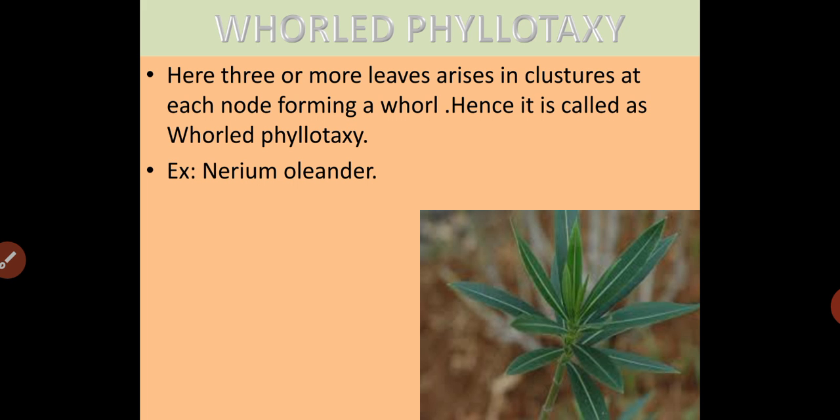Whorled phyllotaxy. Here, three or more leaves arise in a cluster at each node, forming a whorl. Hence, it is called whorled phyllotaxy, as seen in case of Nerium oleander. Whorled phyllotaxy is the condition where three or more leaves arise in a cluster at each node and form a whorl. Example, Nerium oleander.